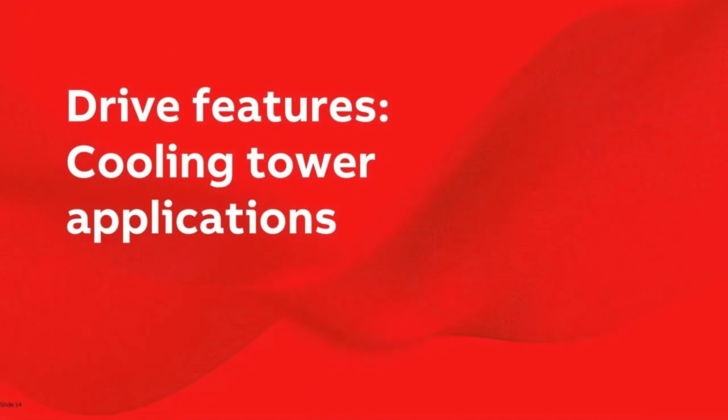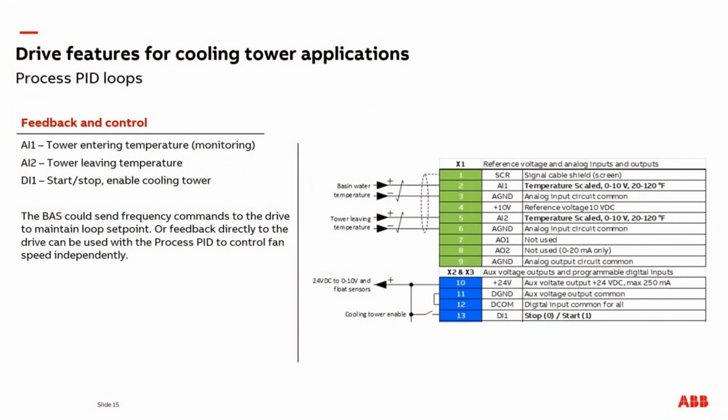Now let's take a look at a couple drive programming features useful for these cooling tower applications. If integrated with a building automation system, tower fan speed could be controlled by the BAS based on loop temperature feedback. Drive start-stop speed and status could be hardwired or over network communications to the BAS. Alternatively, the temperature feedback can be connected directly to the tower fan drive and an internal process PID loop used to control the fan speed to maintain temperature set point.